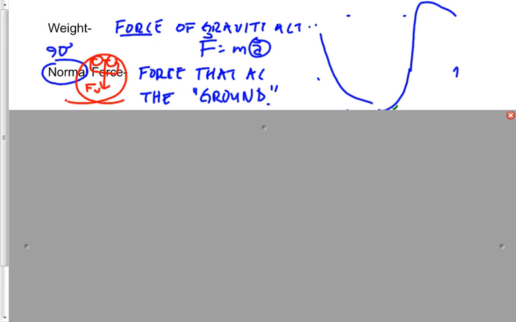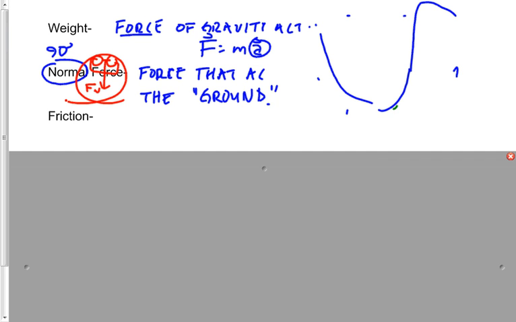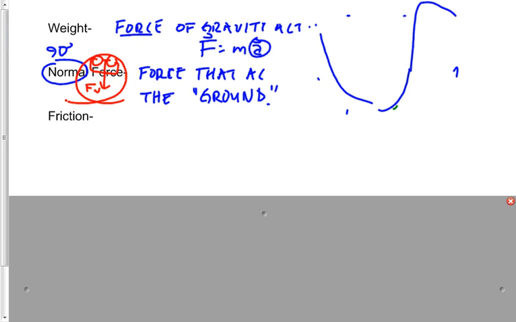Yep. Go ahead. Yep. Friction is our next force. Today's a good day to talk about friction when there is pretty much no friction outside.